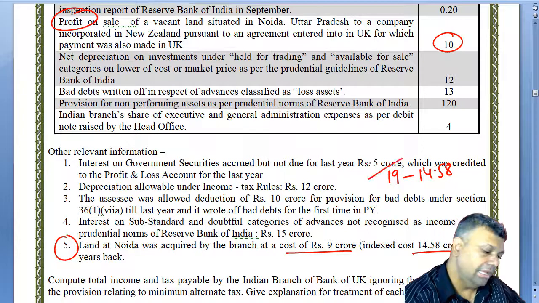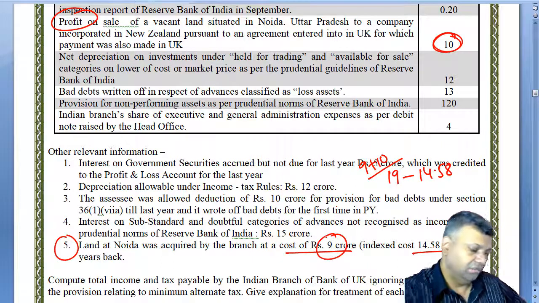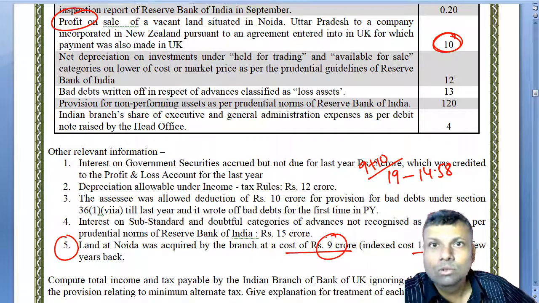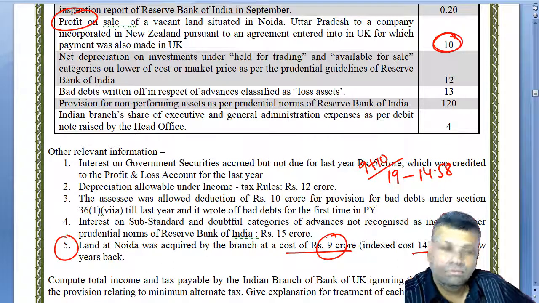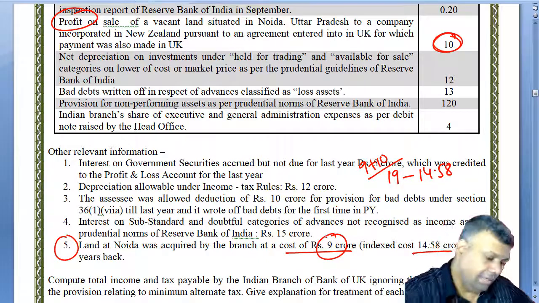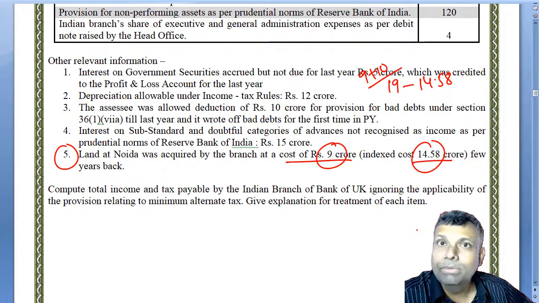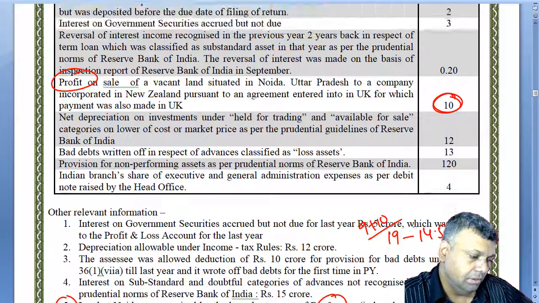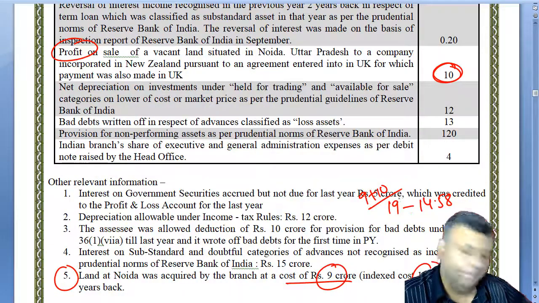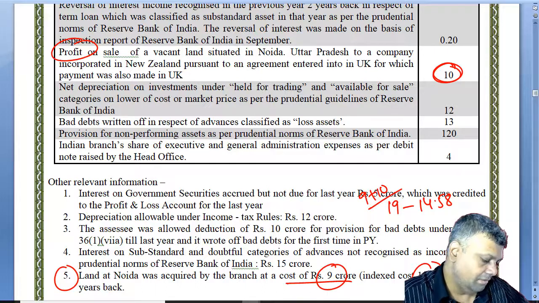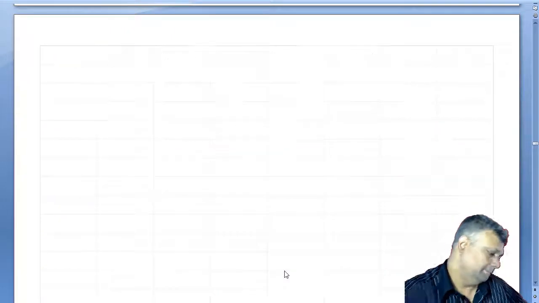And how did I get this 19? 19 is 9 plus 10. So 10 is profit, 9 is cost. So my selling price is going to be 19. And index cost is ready-made printed to me. So I will just use it. Okay. So I can just start updating my answer.